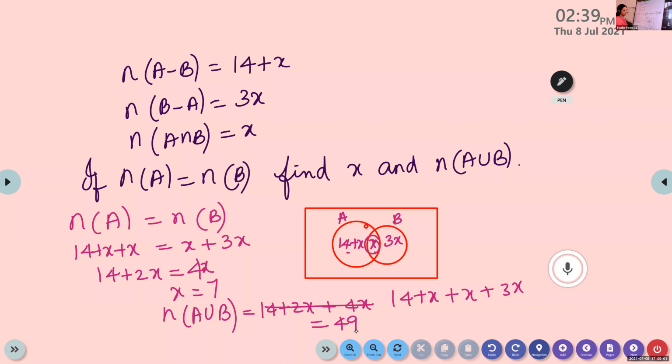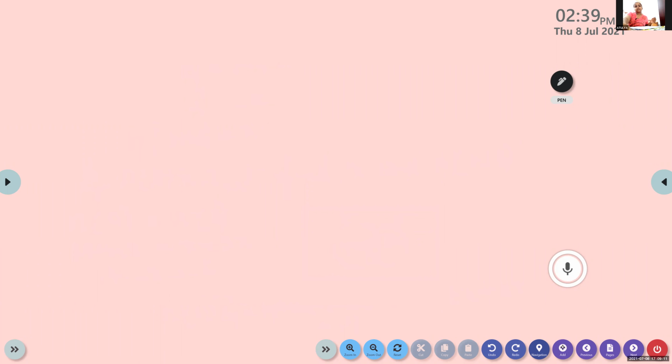Okay, the next one. Finished? Hope you all completed. Shall I move on to the next one? Yes, ma'am. Okay, write the next one. A is equal to the set of all x such that x is an odd integer.